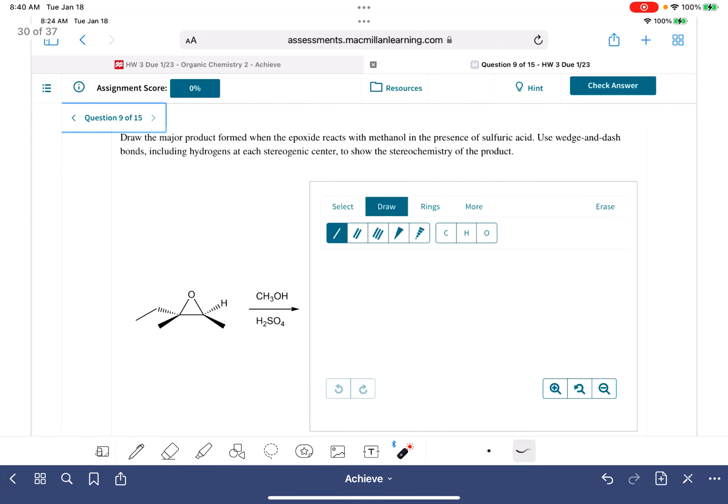For the next one, this one's also acid catalyzed ring opening, and H2SO4 is our acid, so we're going to ignore that. It's the methanol, CH3OH, that's actually being added. Again, same questions. Ask yourself, under acidic conditions, which carbon atom is going to be attacked and what's going to happen to the stereochemistry.